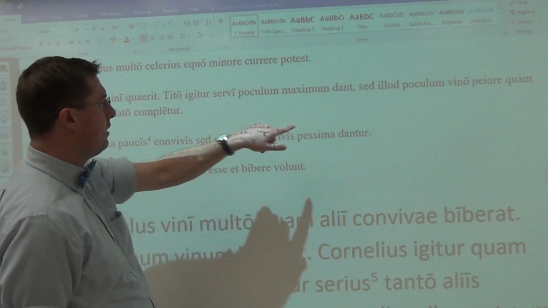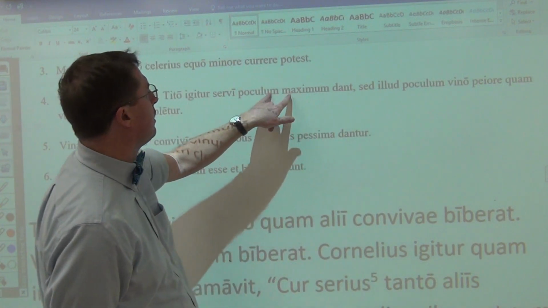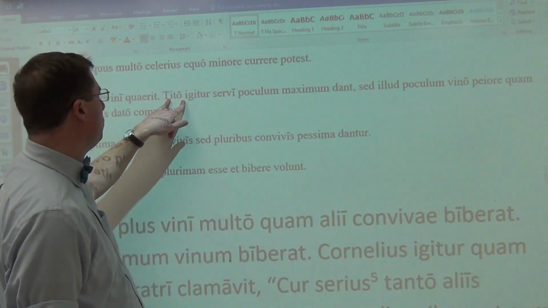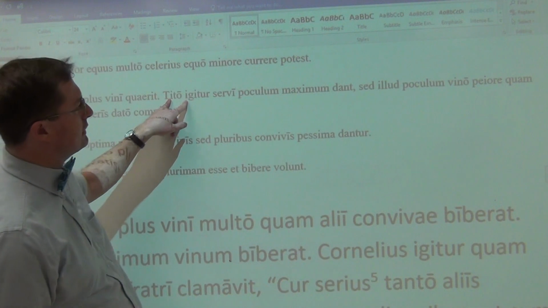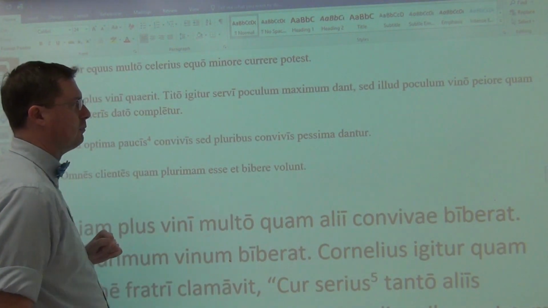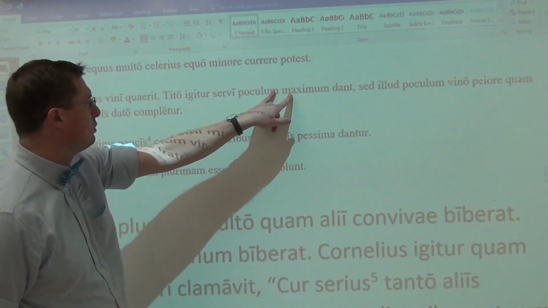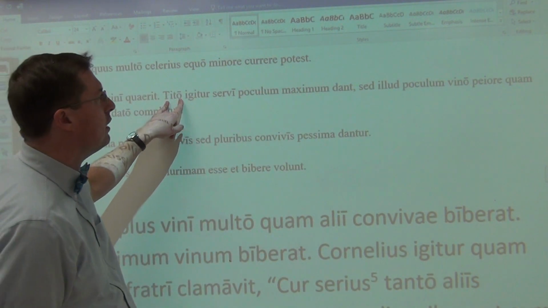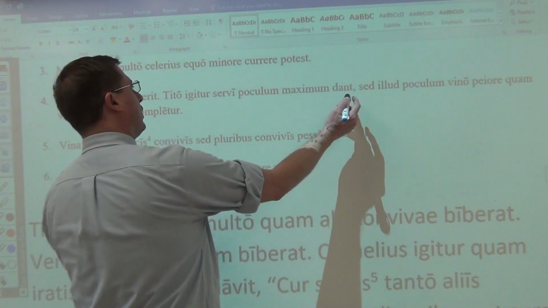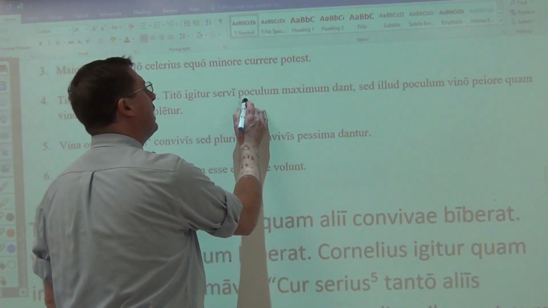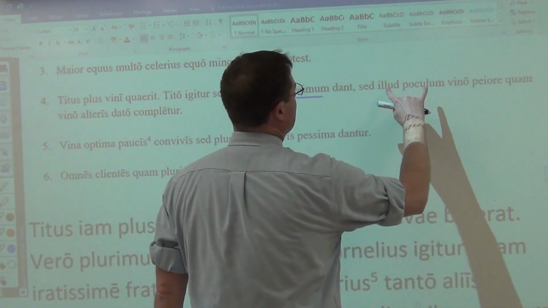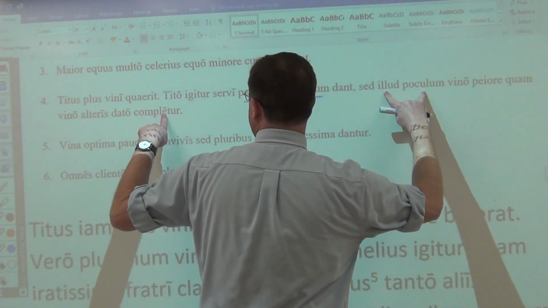Therefore, the slaves give, dodari, dedidatus, the largest cup to Titus in the dative case because it is the receiver of the direct object, and we have that ditransitive verb. Ditransitive verbs will have direct objects accusative and indirect objects dative. So the slaves therefore give to Titus the biggest cup, but that cup is filled.